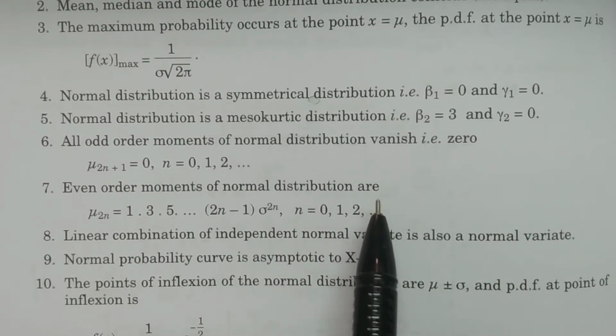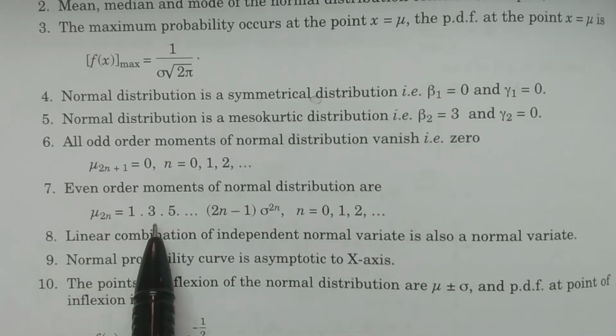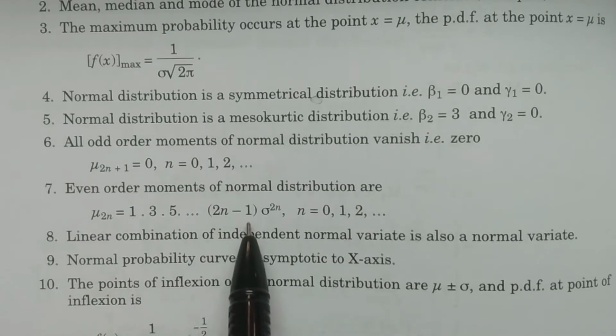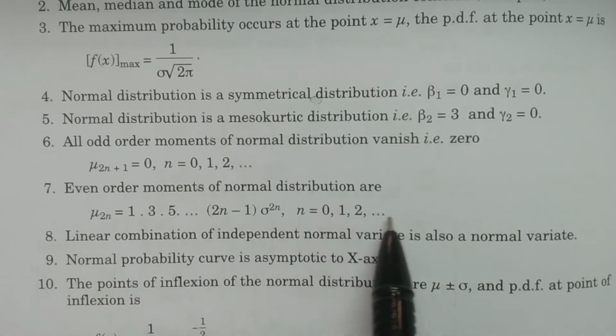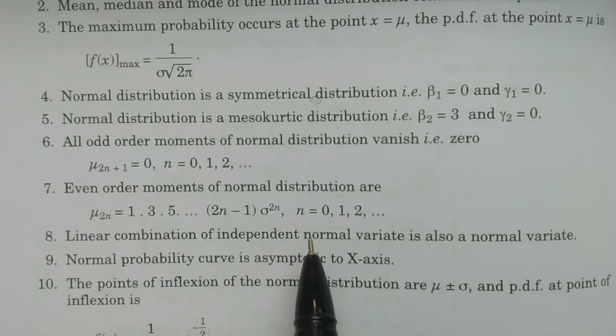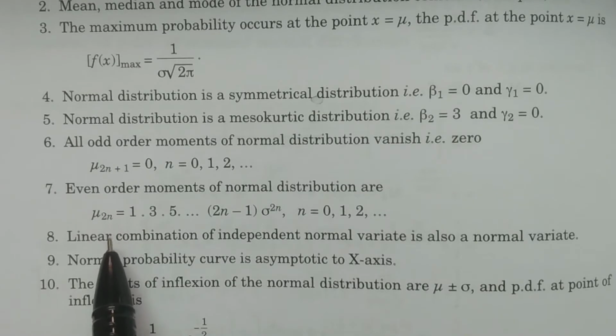Even order moments of normal distribution, mu2n. It is the formula 1 into 3 into 5 into and so on, 2n minus 1 into sigma power 2n, where n takes the values 0, 1, 2 and so on. That is, for example, mu0, it is 1. Obviously, no need to discuss.